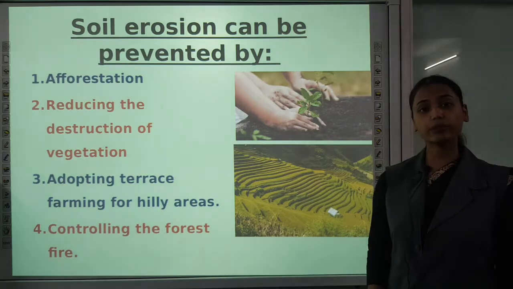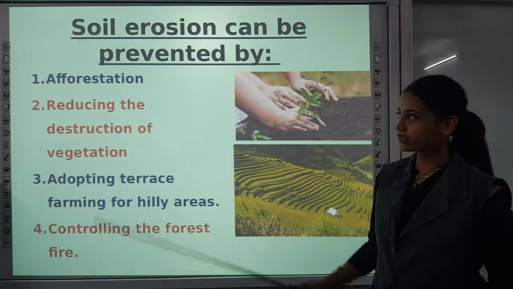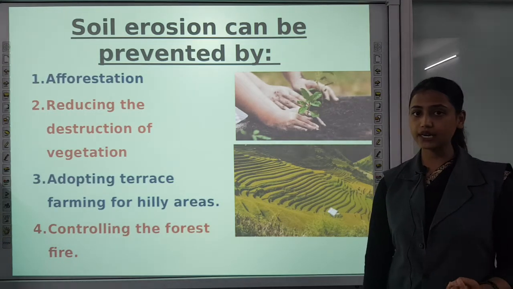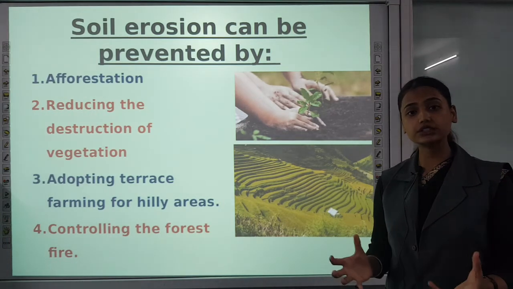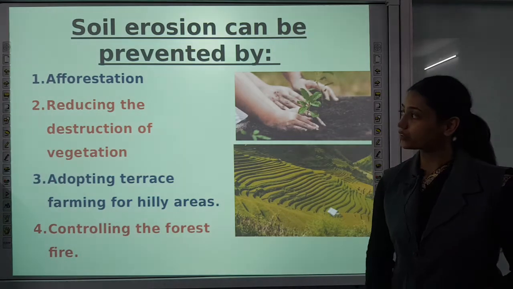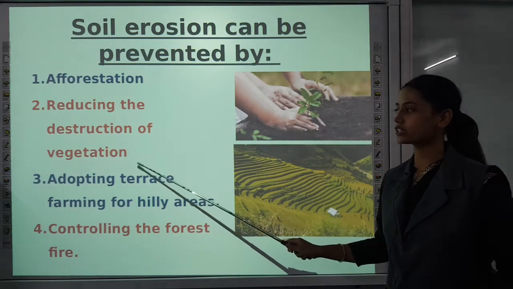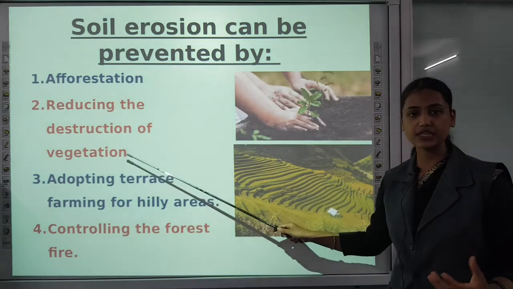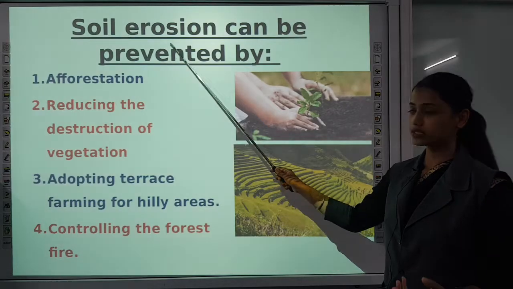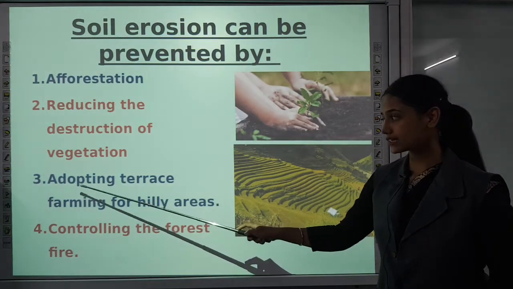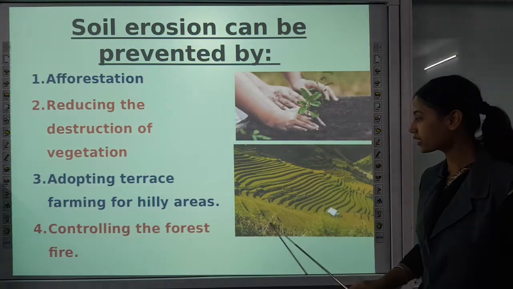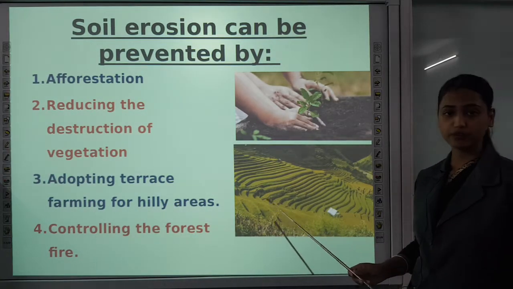So how can we prevent soil erosion? We can prevent it by afforestation, means by planting more trees. When we are planting more trees, more roots are there which are combining the soil particles. Then reducing the destruction of vegetation, like vegetation means plants and trees. By reducing their destruction, we can prevent soil erosion. Then adopting terrace farming for hilly areas. Here you can see this is terrace farming, how it is responsible in preventing soil erosion.